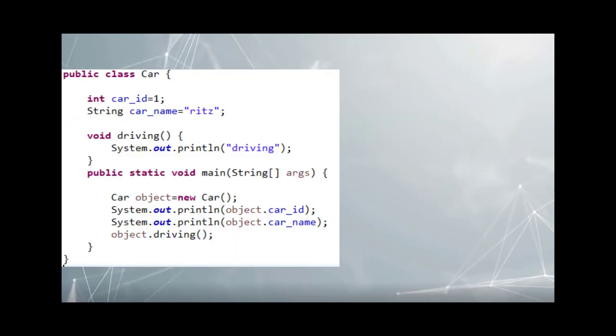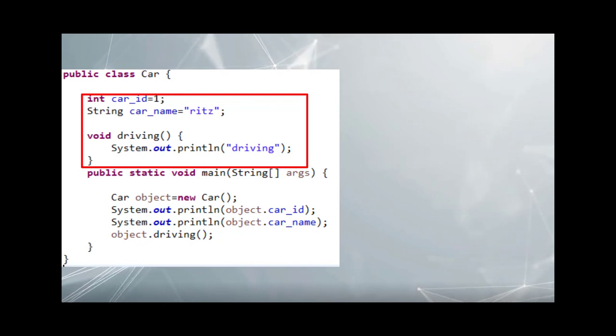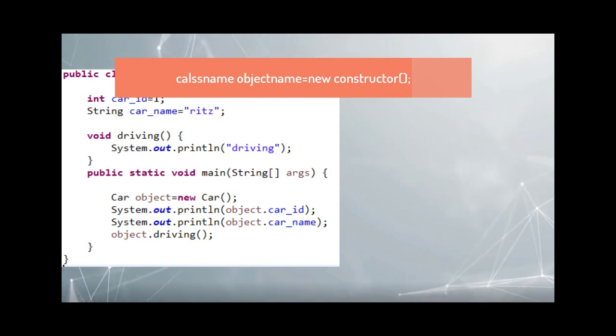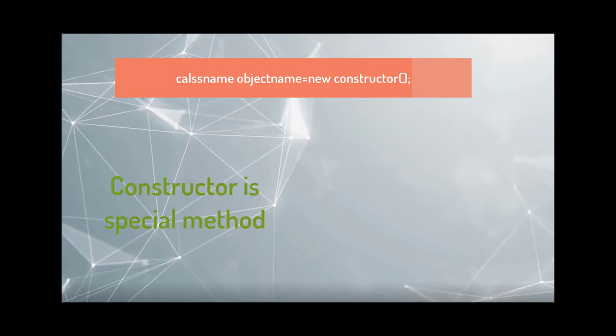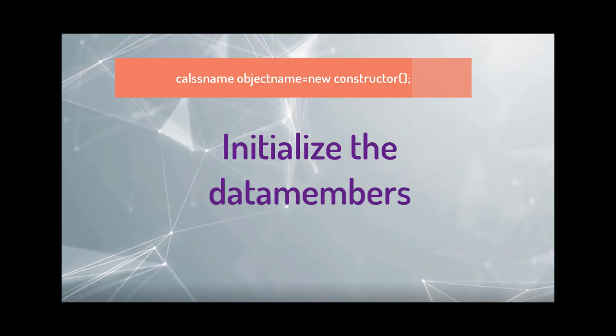As we already know, a class consists of variables and methods. To access those variables and methods, we will create an object. The syntax for creating an object is class name, object name is equal to new constructor. Here, a constructor is a special method or special member of the class which is used to initialize the data members.